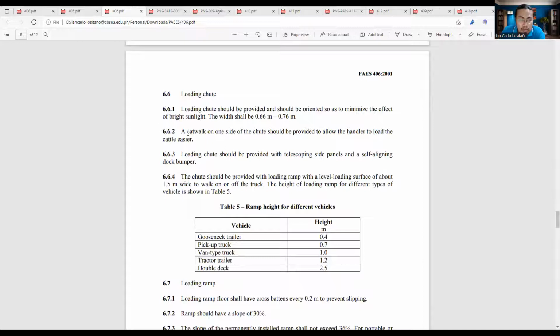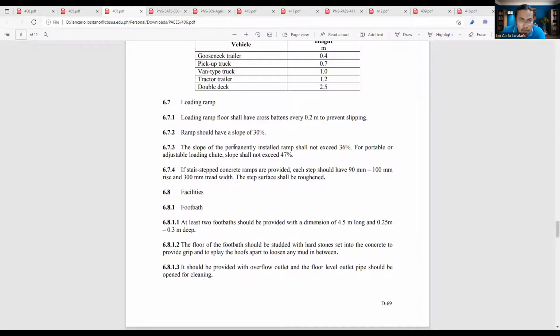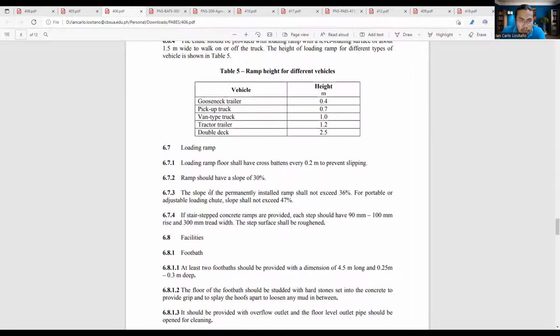Recommendatory provisions on the catwalk, okay, provided for the handler, and then you have a loading ramp. Again, similar to what was stated in the feedlot, okay, cross cleats at every 0.2 meters. And okay, if stair stepped, you have the same concrete ramps, which are roughened. Okay.